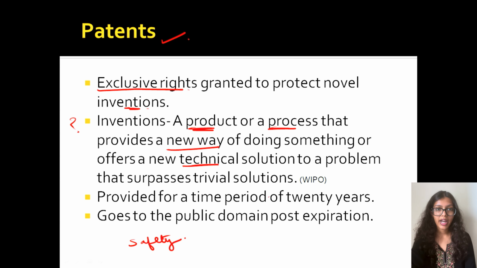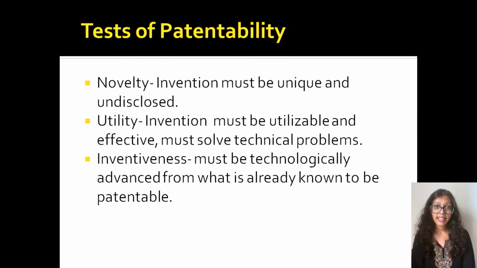Patents are provided for a limited time period, which is 20 years, after which it goes to the public domain, which means that it becomes free and usable by anyone without having to ask for prior permission. Now, how do we understand if an invention is fit to be granted a patent? There are three prerequisites for this matter, okay?